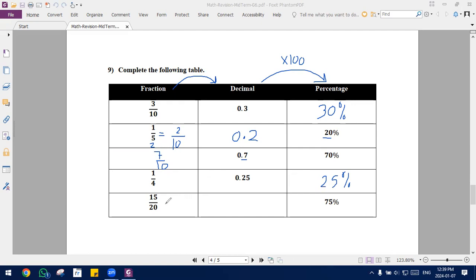Now here we can use a fraction or percentage. Percentage is easier. We said from decimal to percent, times by 100. Now the opposite way, we divide by 100. 75 divided by 100 is 0.75. That's it.